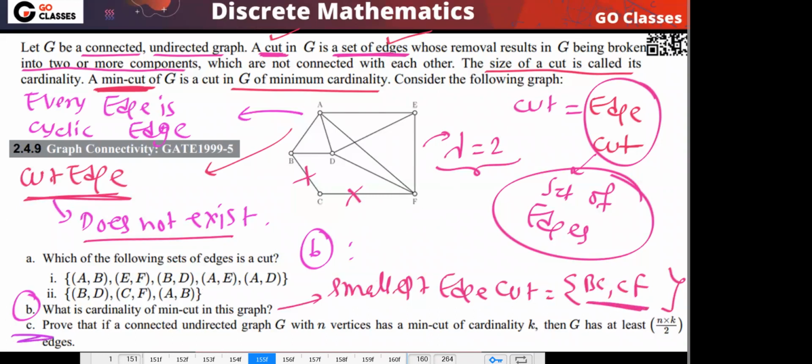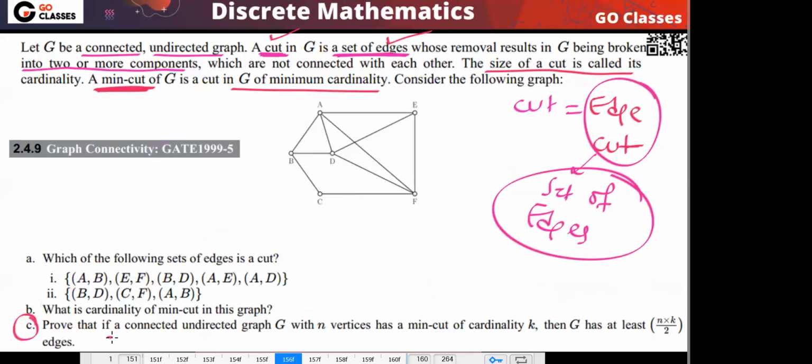What about this question? Question C. Prove that in a connected undirected graph with n vertices, if the minimum edge cut size, meaning your edge connectivity number, is k, then you have at least these many edges. This is very, very easy to prove. Please tell me how to prove this. Yes, very good.